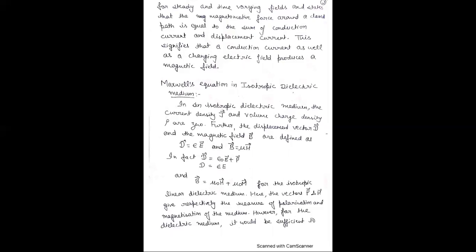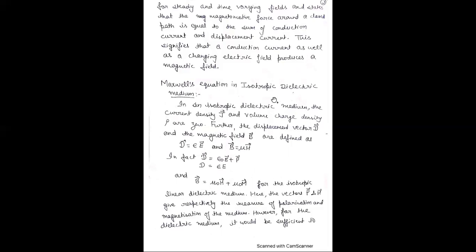The next topic is Maxwell's equations in an isotropic dielectric medium. We know that an isotropic medium is such that the permittivity epsilon and the permeability mu of the medium are uniform in all directions of the medium. In an isotropic medium, the value of epsilon, which is the absolute permittivity, also known as permittivity, and mu are the same, uniform in all directions of the medium.